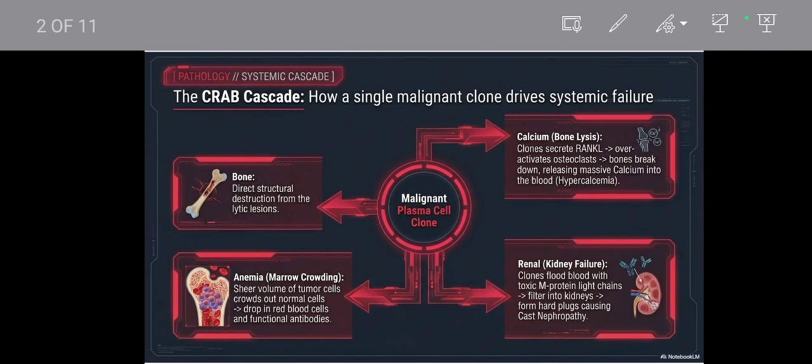R stands for renal, kidney failure. Clones flood the blood with toxic M protein light chains, which filter into the kidneys and form hard plugs, causing cast nephropathy.